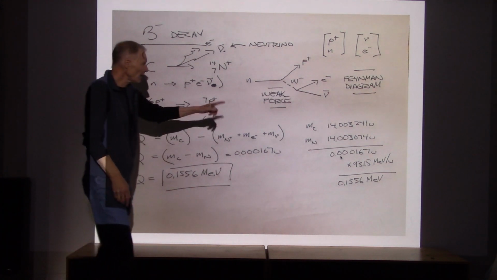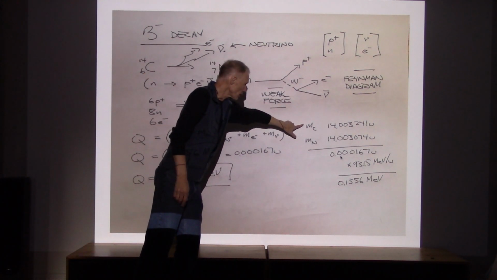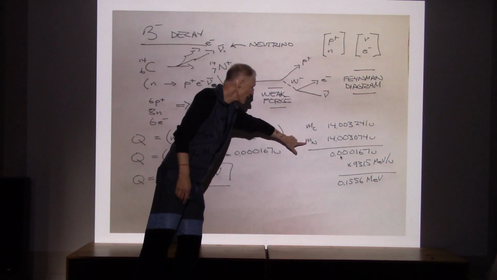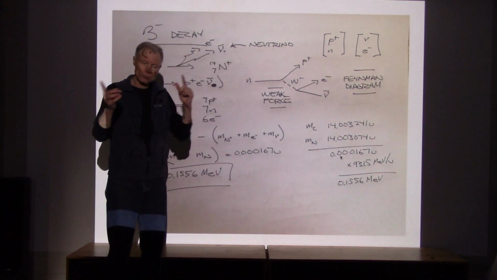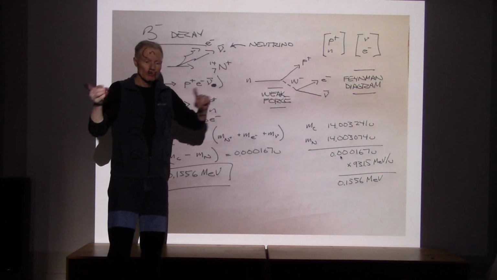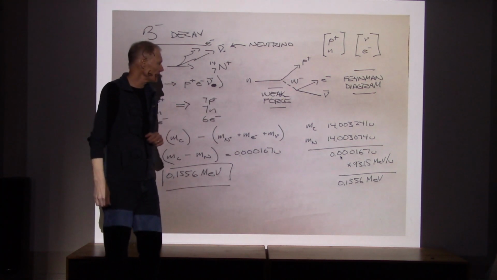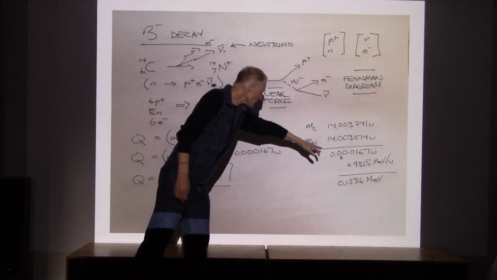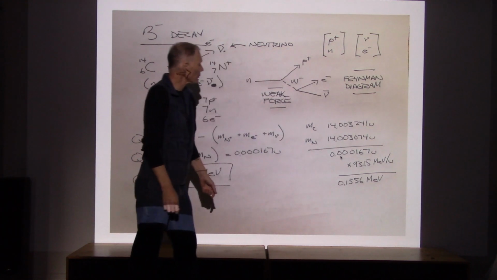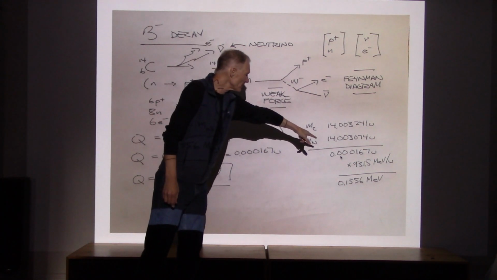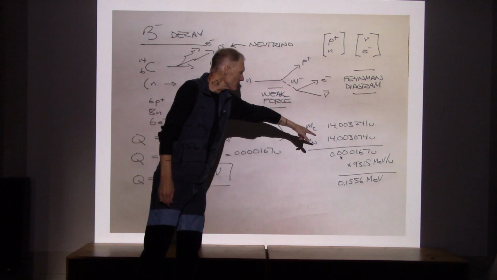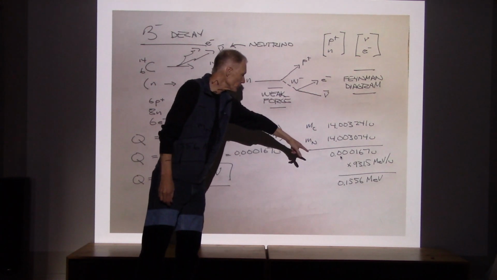Okay, and it's outlined over here. Mass of the neutral carbon that we started with, mass of a neutral nitrogen, which includes the electron that's shot out, plus the nitrogen that's produced in the reaction. There's the difference in mass. Oh, look, the arrow's pointing right at it. Multiplied by the 931.5 MeV to give us our value.